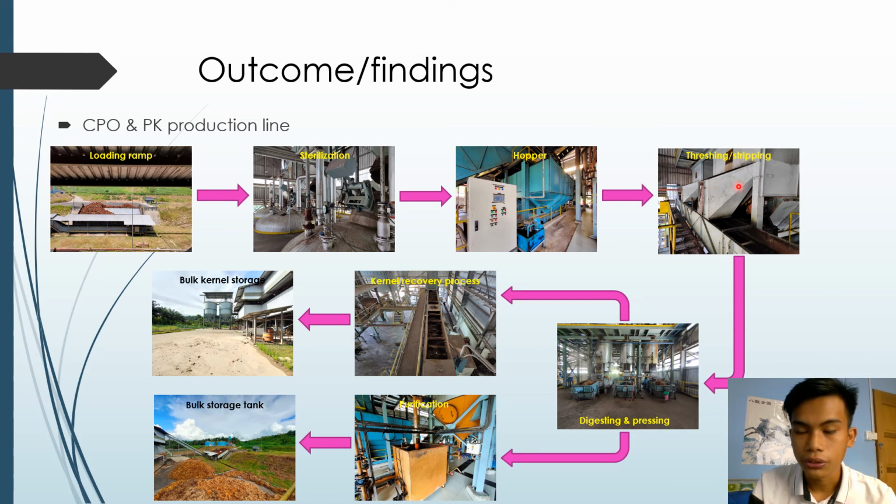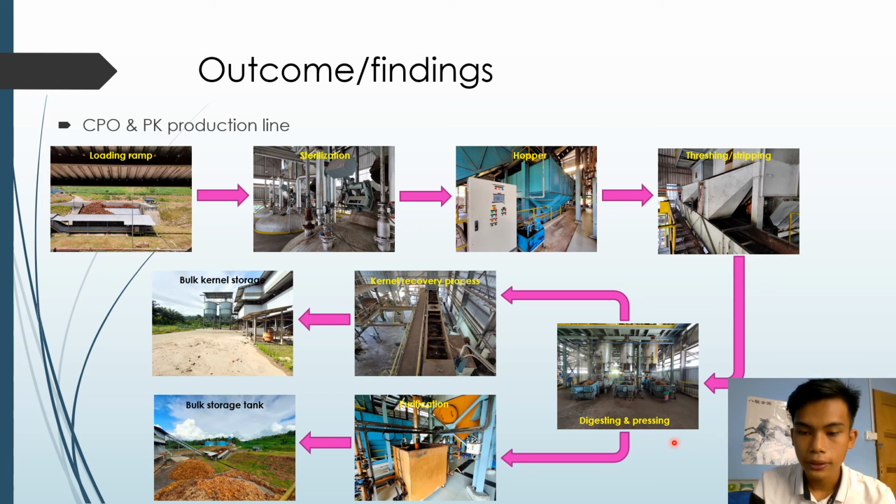Next is threshing or stripping. This process functions to separate the fruitlets and the bunches completely. The empty fruit bunches will be transferred to the EFB press station for further pressing. Next is followed by the digesting and pressing process.